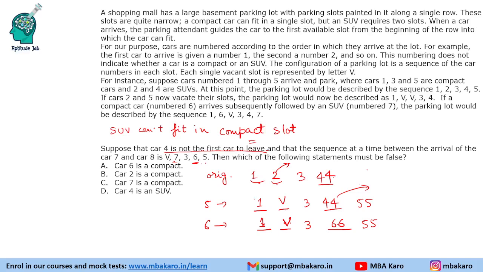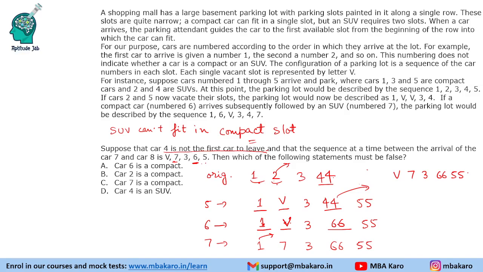And now we will have 7 fitting here. So 7 arrives. 7 is a compact car. So it fits in this position. And then we have 1 leaving. So 1 will leave. So we will have vacant 7, 3 and 2 slots by 6 and 2 slots by 5.